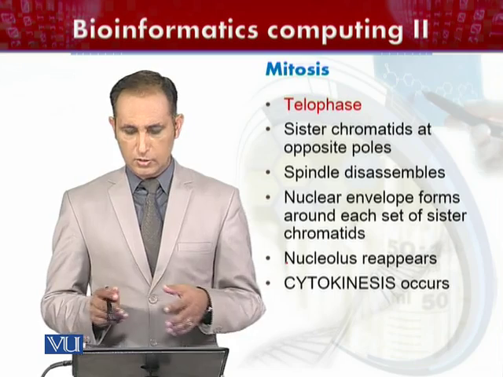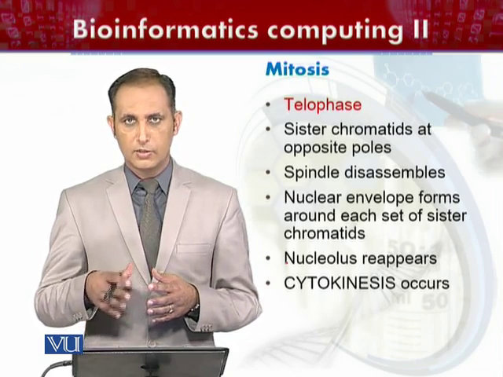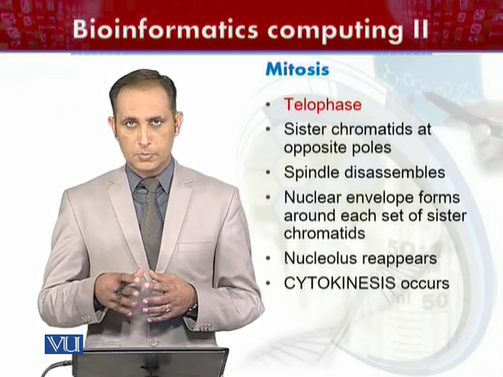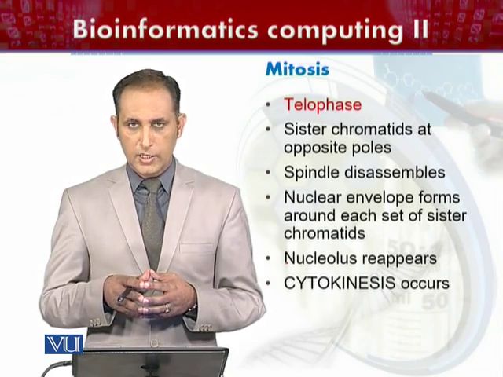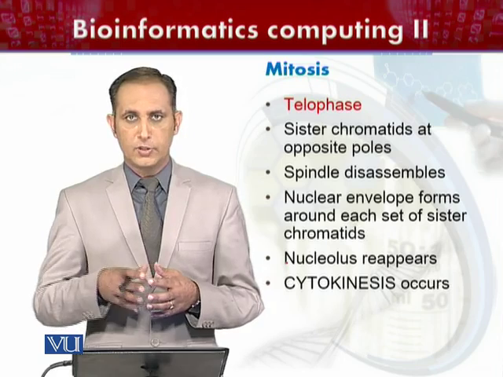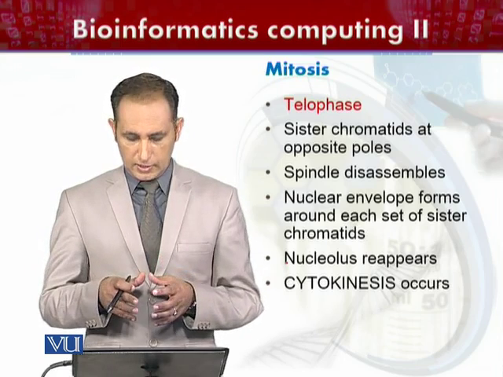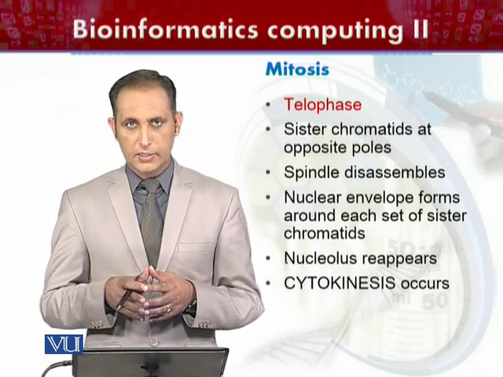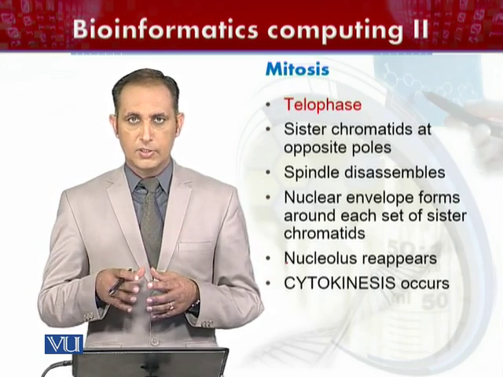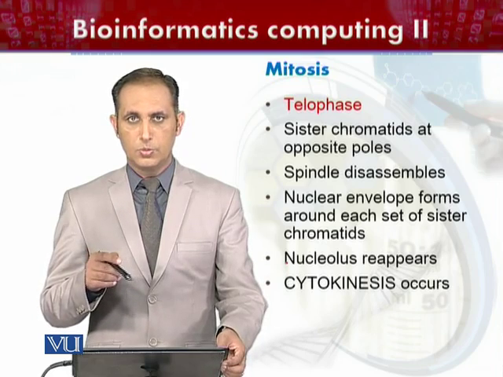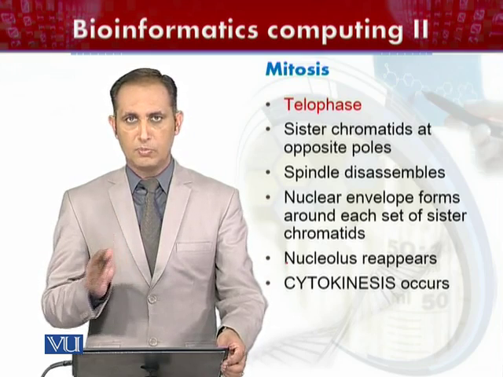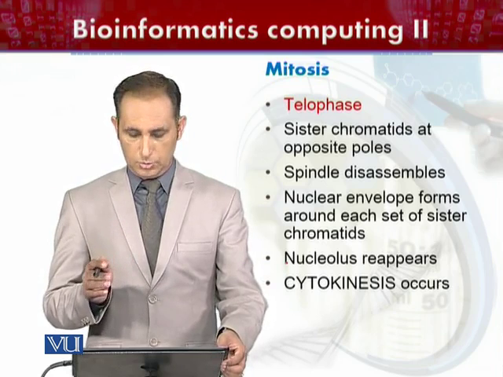In telophase, the sister chromatids reach their respective poles. The spindle fibers now disassemble and disappear. The nuclear envelope and nuclear membrane reappear in the cell. The nucleolus reappears, and then division of the cytoplasm takes place, and the cell divides into two daughter cells with the same number of chromosomes in each of the two cells.